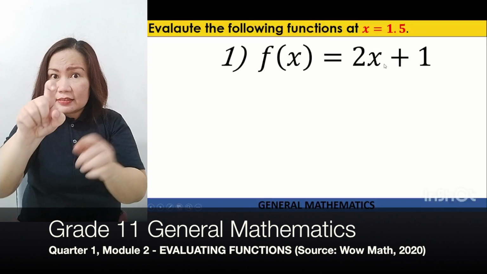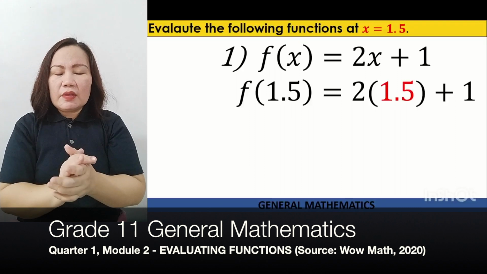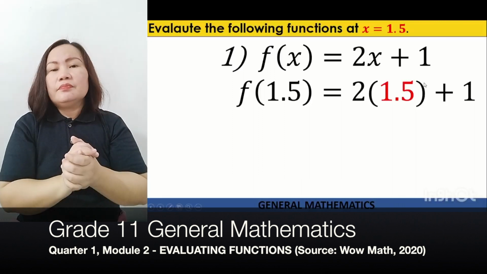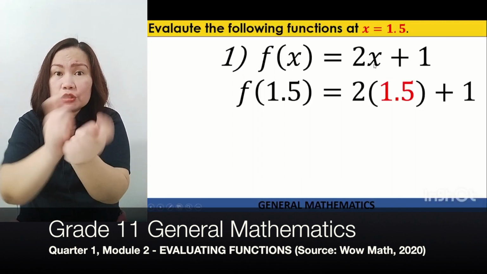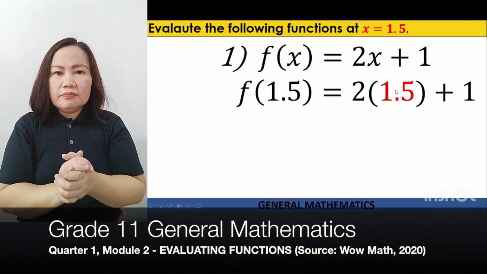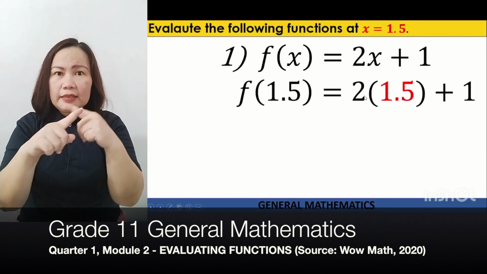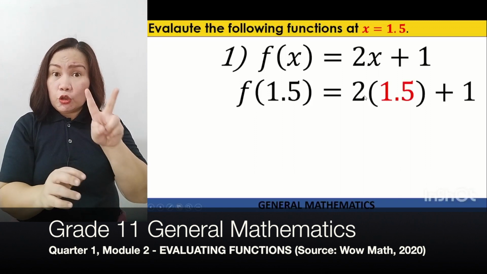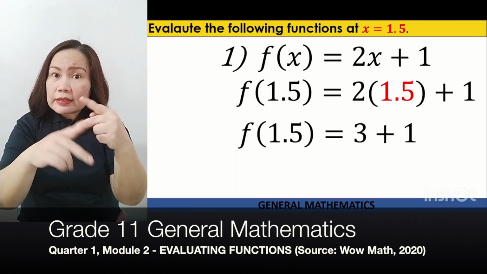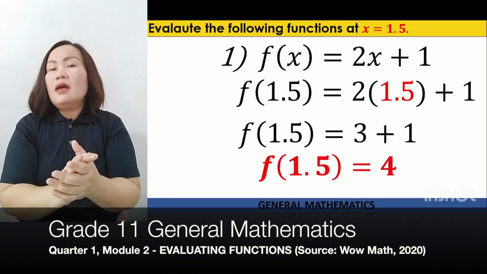Paano ba natin papalitan, at anong operation ang gagamitin? Kapag papalitan natin yung x, nilalagyan natin ng open and close parenthesis, para makita natin na pinalitan natin yung variable na x. Papalitan natin ng 1.5. Kapag ganito, ibig sabihin, i-multiply natin. 2 times 1.5 plus 1. 2 times 1.5 is 3 plus 1. So, therefore, the answer is 4.